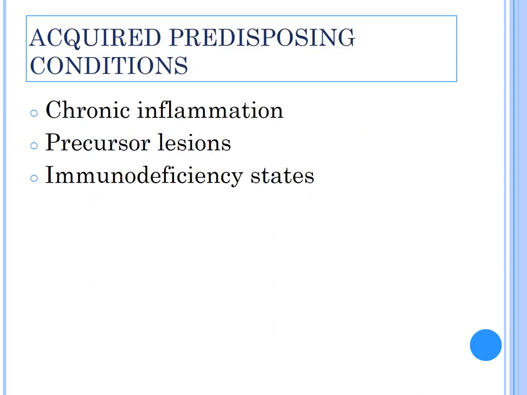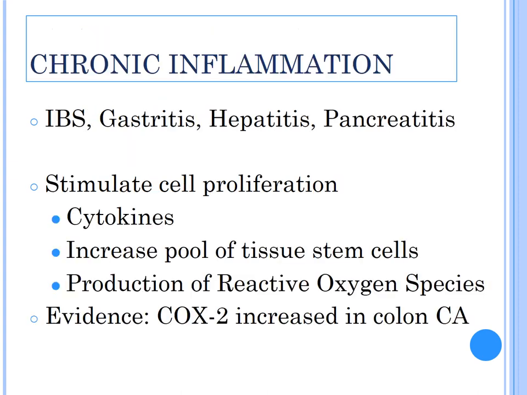Now, predisposing conditions. You have chronic inflammation and precursor lesions and immune deficiency states. We will take that up one by one. So you have chronic inflammation with hepatitis, with pancreatitis, inflammatory bowel syndrome, gastritis, and in all of this, you have seen that in your lectures on inflammation and repair, that together with chronic inflammation, there are already side by side repair mechanisms. There are plenty of cells, the inflammatory cells, the tissue cells that will produce cytokines.